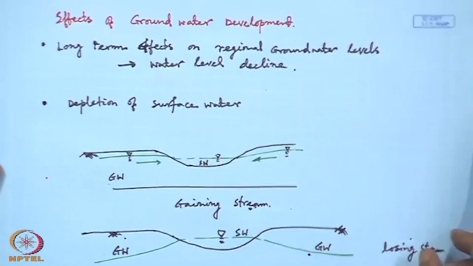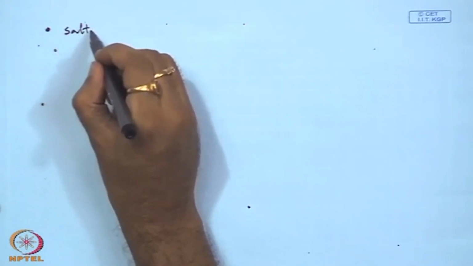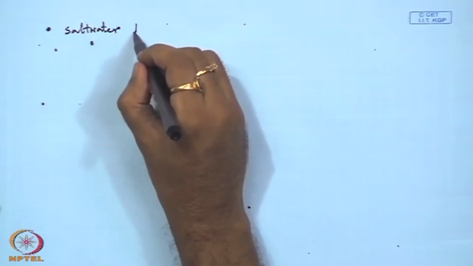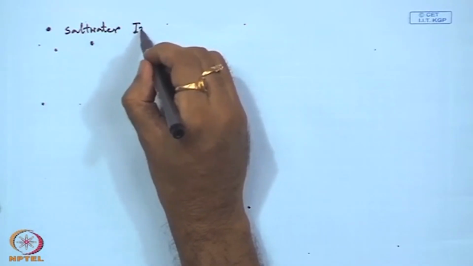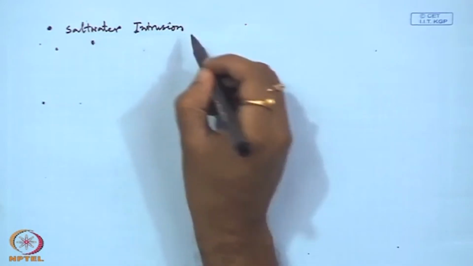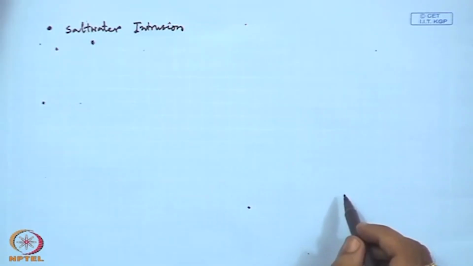Also, salt water intrusion is another effect that we have already discussed in our previous lectures. Salt water intrusion. So, in coastal areas, if there is heavy pumping, there will be movement of salt water towards the freshwater aquifer.